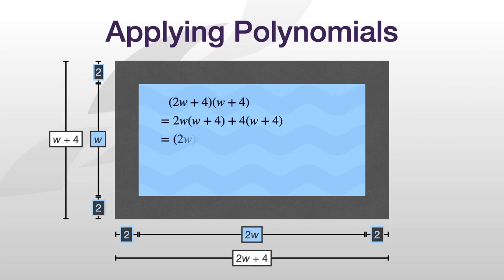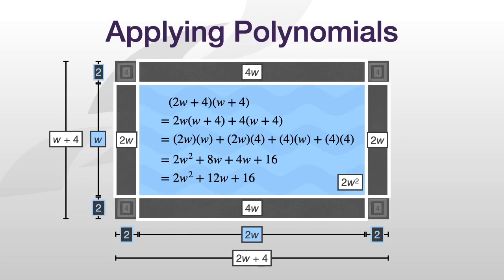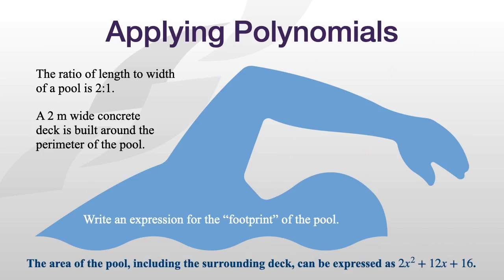Multiplying each term of the length by every term of the width gives 2w squared plus 12w plus 16. We can see these terms in the different parts that compose the total area. The area of the pool, including the surrounding deck, can be expressed as 2w squared plus 12w plus 16.